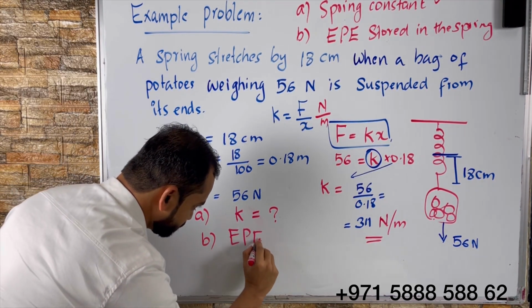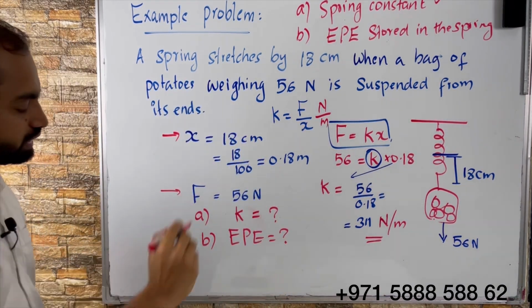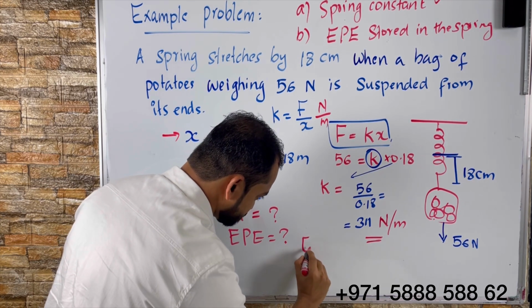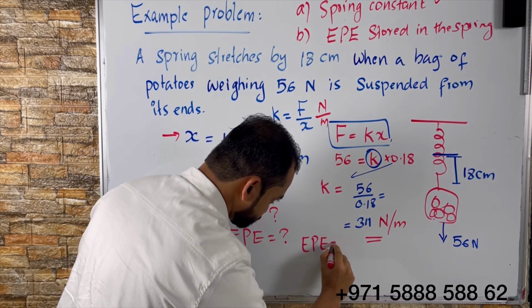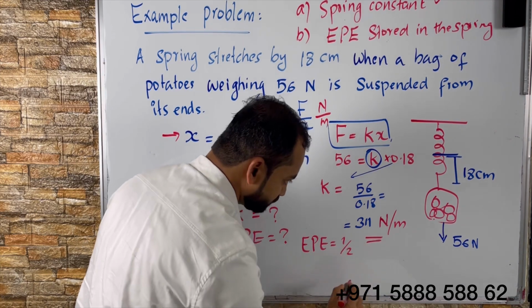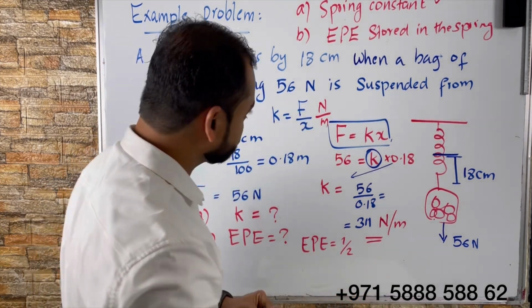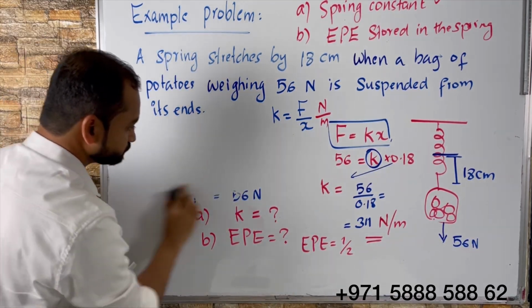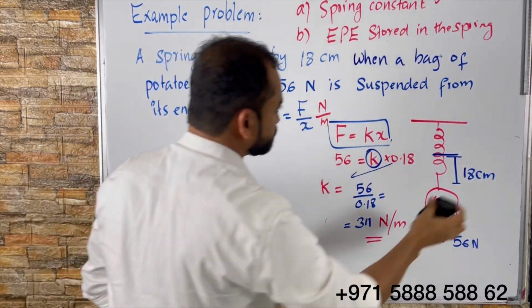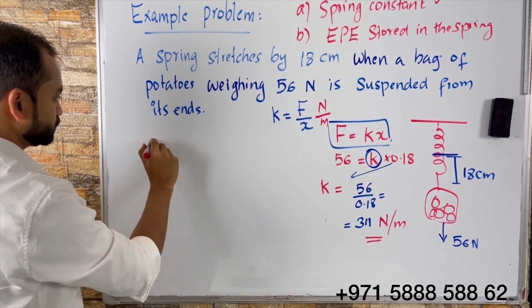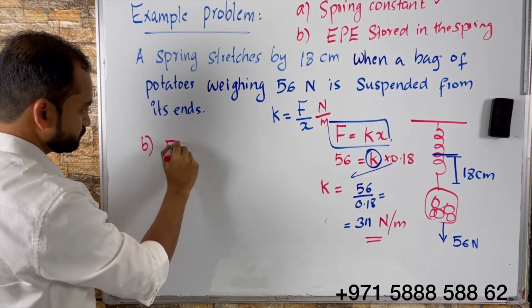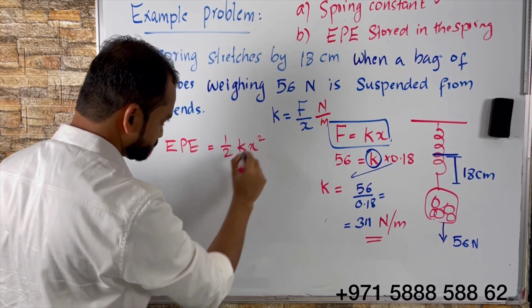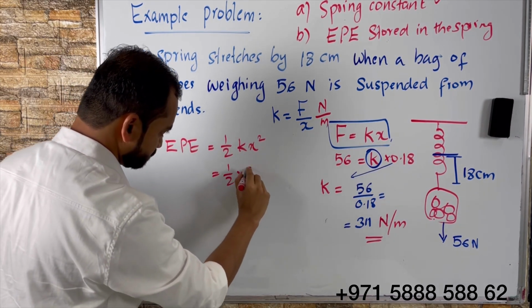Elastic potential energy, how to calculate? We have this equation to calculate elastic potential energy. Elastic potential energy of spring is equal to half kx squared, right? Half kx squared. So I will erase this. So elastic potential energy, question B, is equal to half kx squared, half multiplied 311.